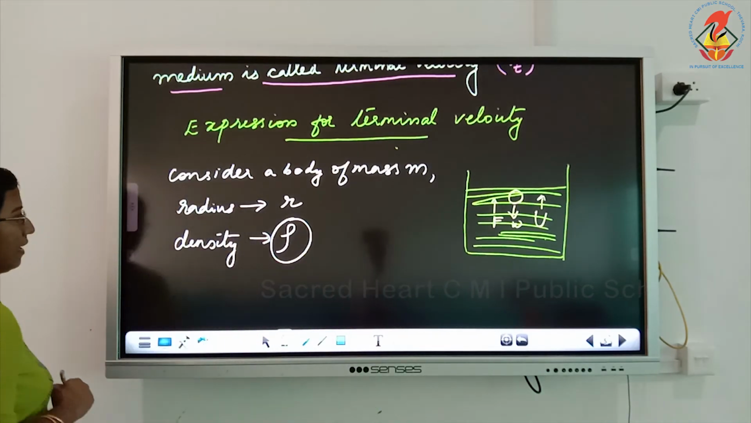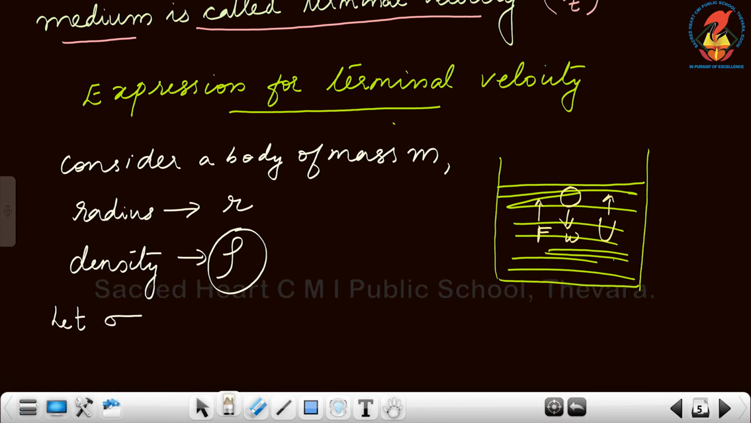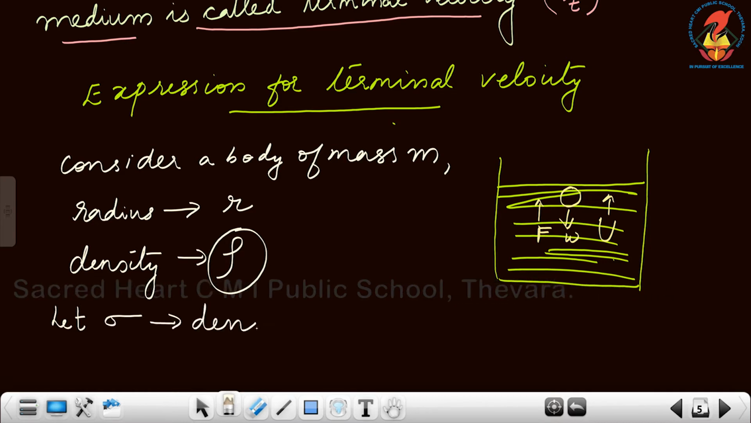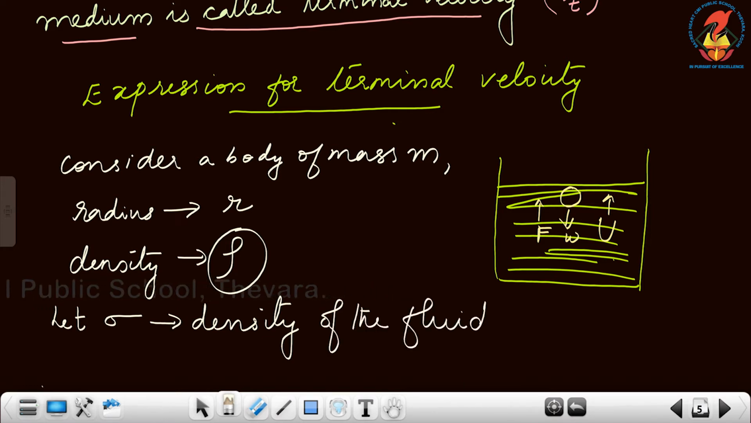Okay, and let sigma be the density of the fluid. Sigma, density of the fluid. Don't get confused. Rho is the density of the spherical body. Sigma is the density of the fluid through which the body is falling down.